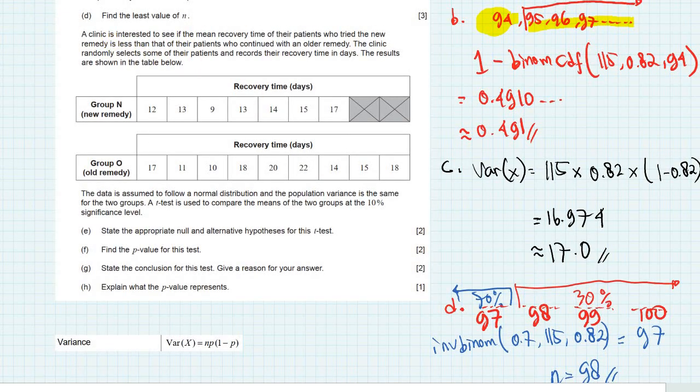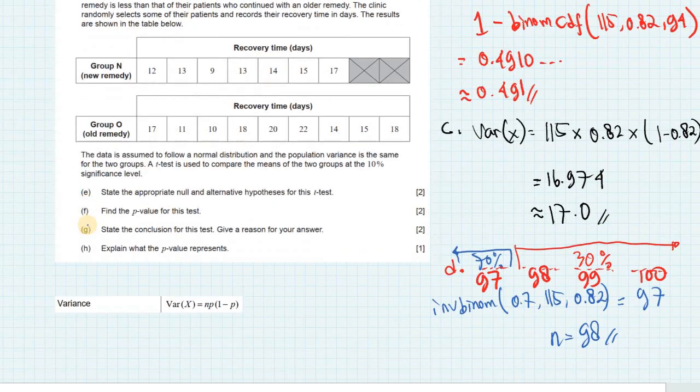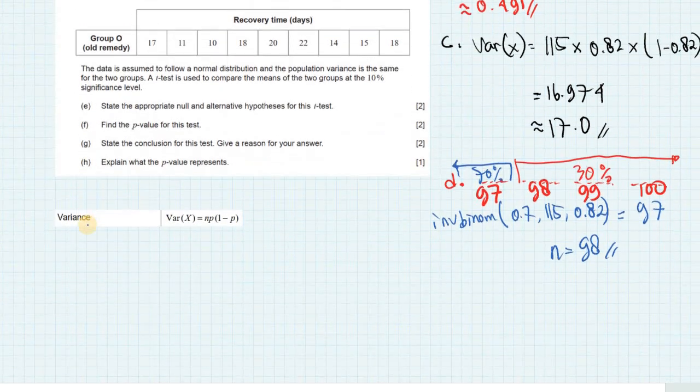Next one. The clinic wants to see if there is any difference between the new remedy and the old remedy. Okay, we have to do a t-test. It will be a 2 sample t-test. At the 10% significance level, question E: state the appropriate null and alternate hypothesis.